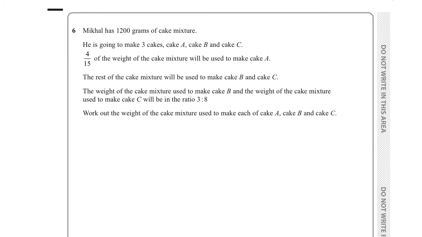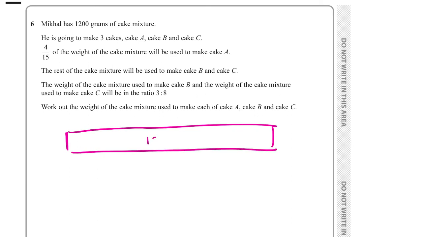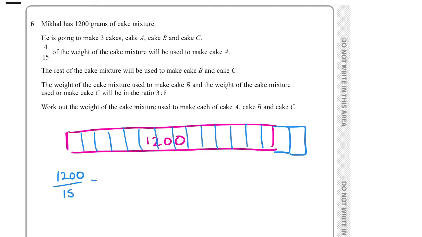Right, so if we have 1,200 grams in total, 4/15 is going to be used for cake A, isn't it? So what do I need to split my bar into to figure out 4/15? I need to split it into 15. 1, 2, 3, 4, 5, 6, 7, 8, 9, 10, 11, 12, 13. What happens if I haven't drawn enough? 14, 15. There we go. It's easy to do. So what is 1,200 divided by 15?